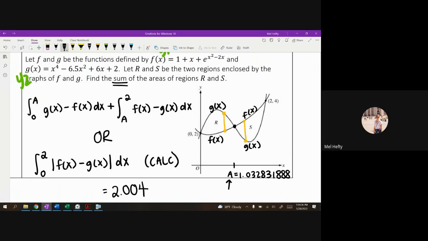2.004. Things I like about this answer, it is positive. Also, seems to be a relatively good value. We're only going between 0 and 2 xy's, and it didn't look that big on my graph, so I'm feeling pretty good about it. All right.